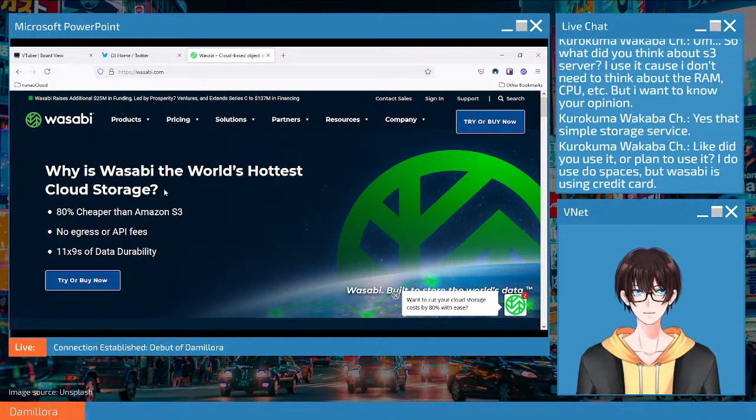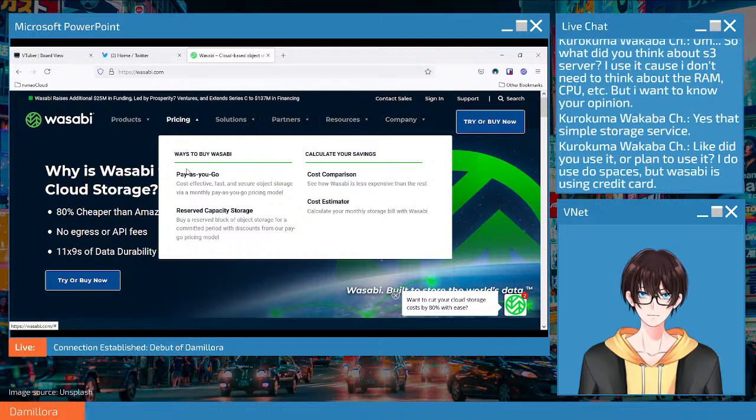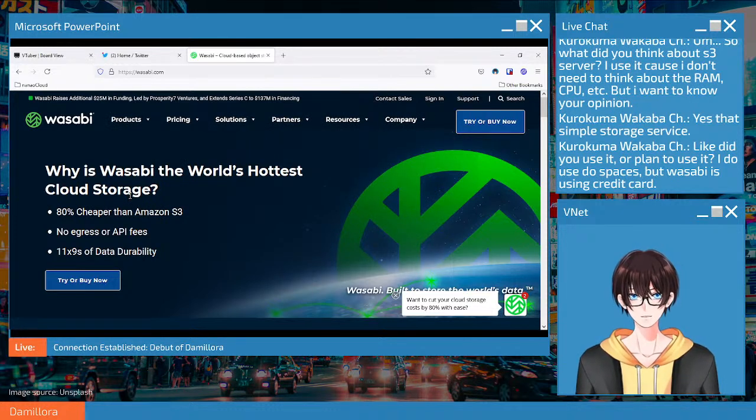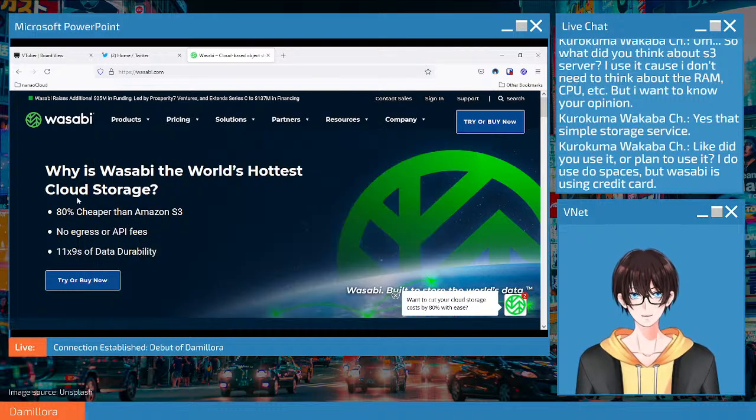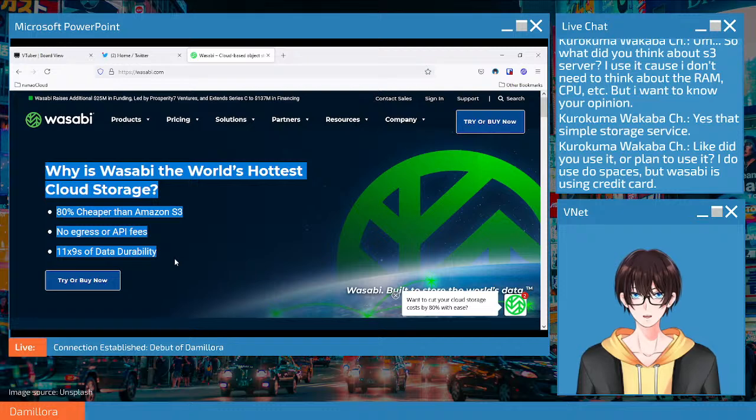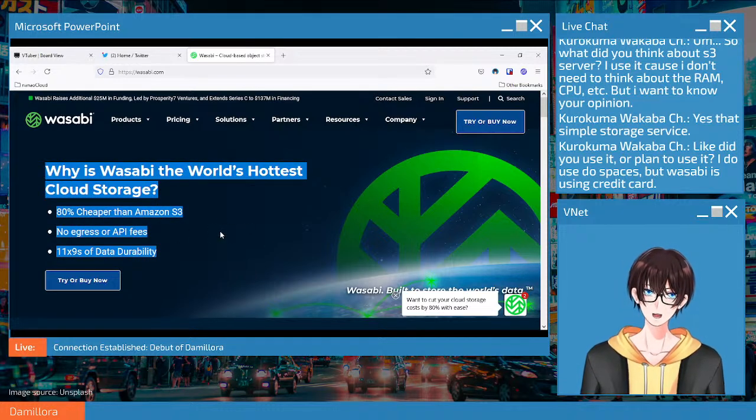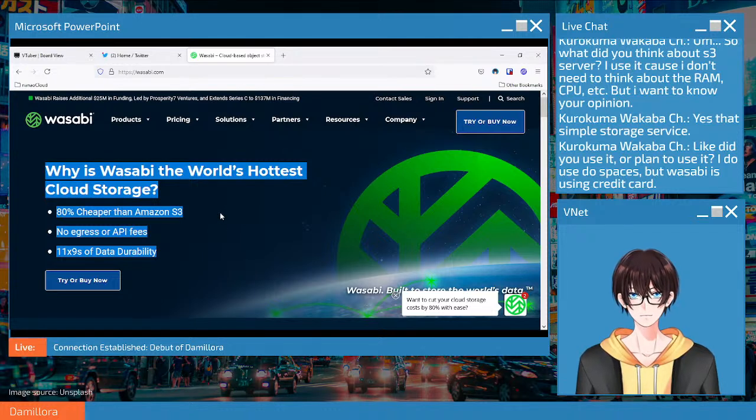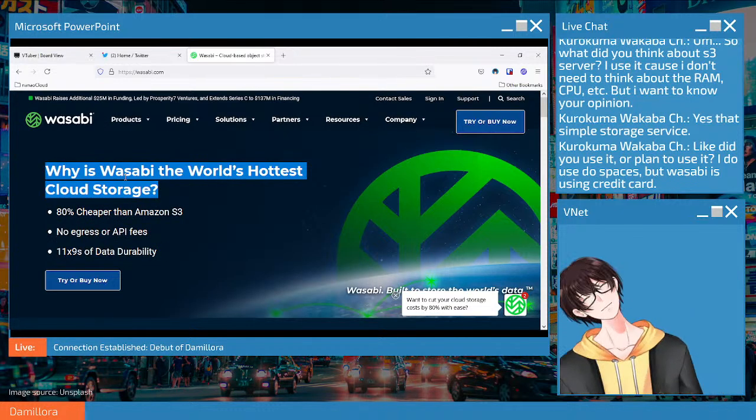I do use DO Spaces, but Wasabi is using credit card. Yeah, Wasabi I think only accepts credit card right now, but I do have a card that I can use. It's not a credit card, but it's something that I can use to pay for Wasabi, so that's the card that I use. Yeah, if you can pay for this, then it's really cheap.